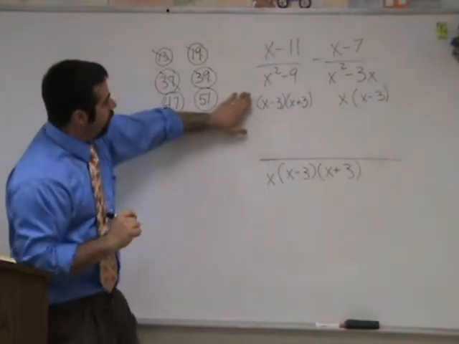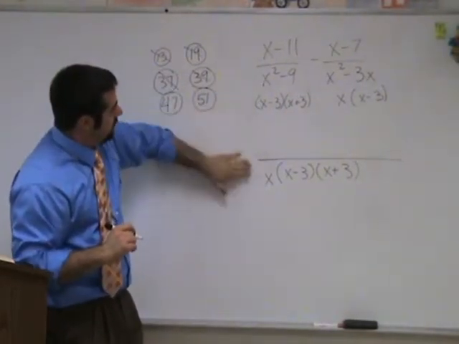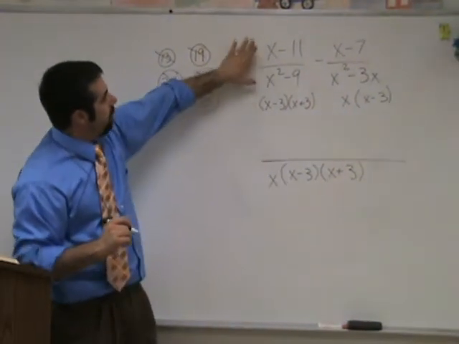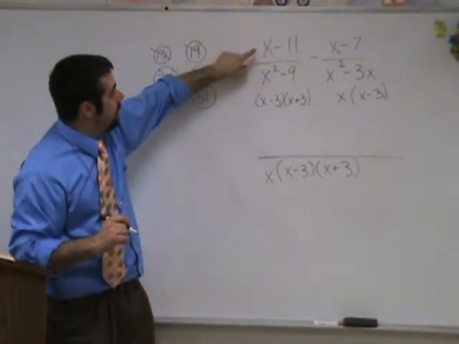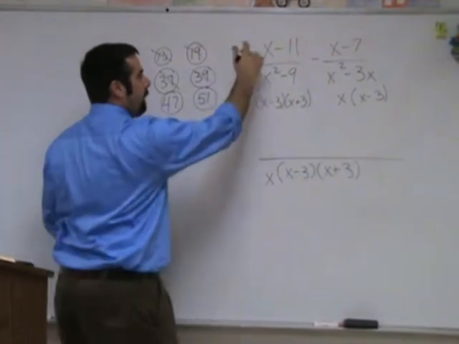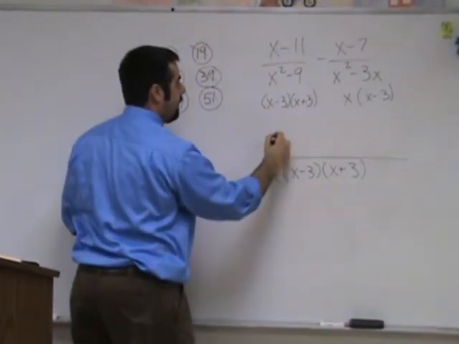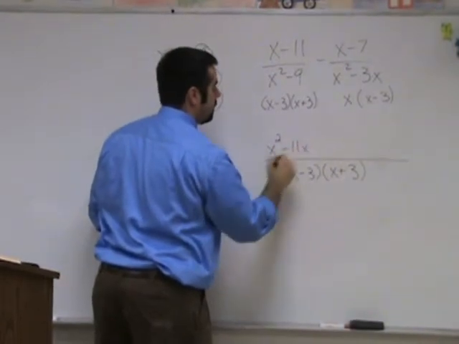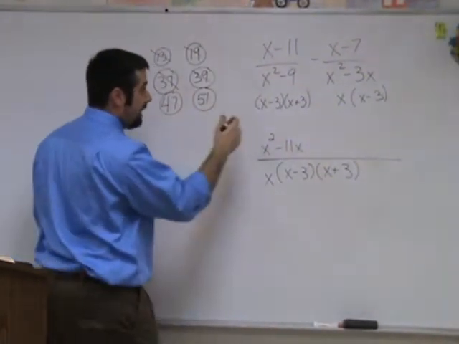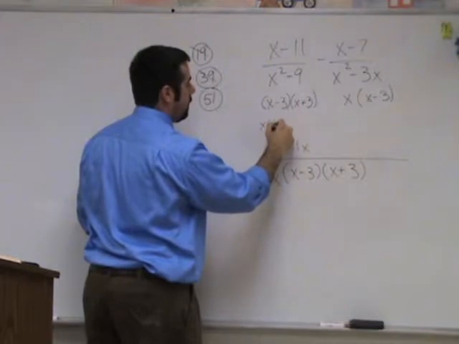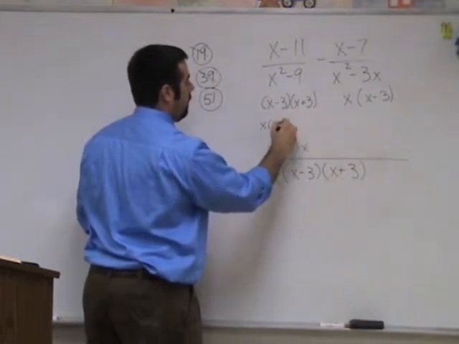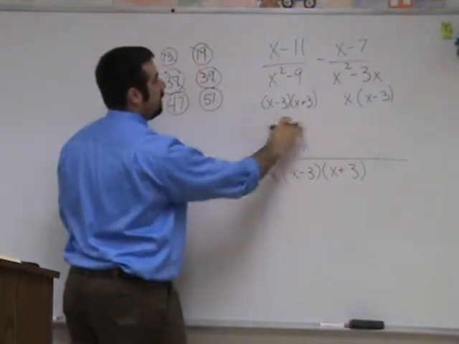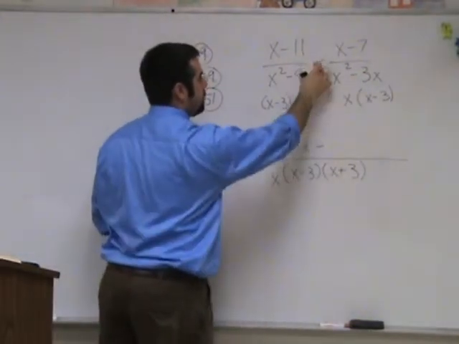Okay, so to go from here to this, I need to multiply by the x. That's the only thing I don't have. So I need to multiply this fraction, or this numerator, by that x. The whole thing. So x times x is x squared. X times the negative 11 is minus 11x. If you wrote it this way, that's fine too. Just make sure you change it in the end. Okay, minus, there's my subtraction.